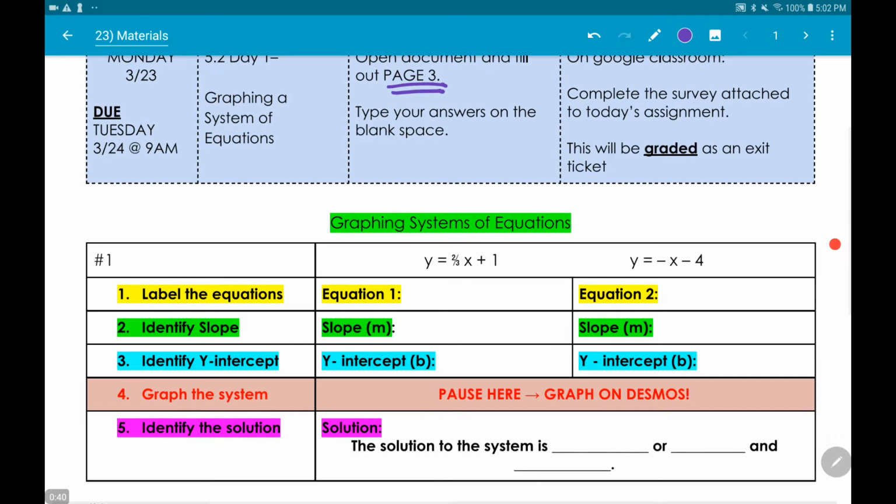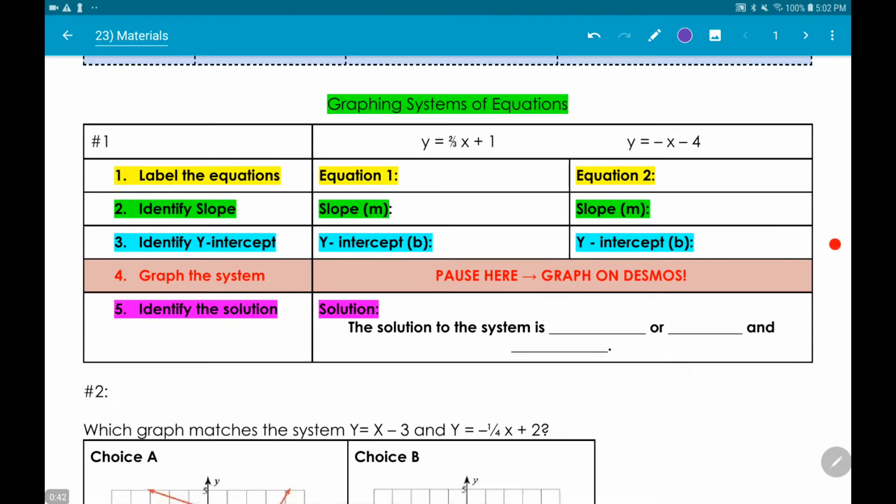So we started last week talking about what is a system, okay? And a system is 2 graphs. So now we're going to talk about how do we actually create those graphs. Now, since we're doing everything virtually, we're going to show you an online computer program to how to do it. And then when we're back in school, we'll show you how to do it by hand. All right, so our first step is to label our equation.